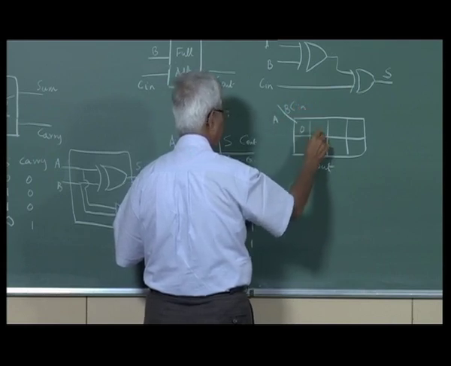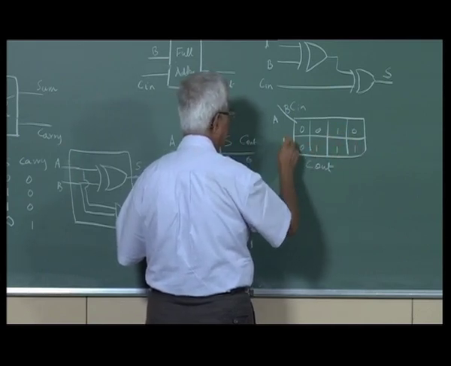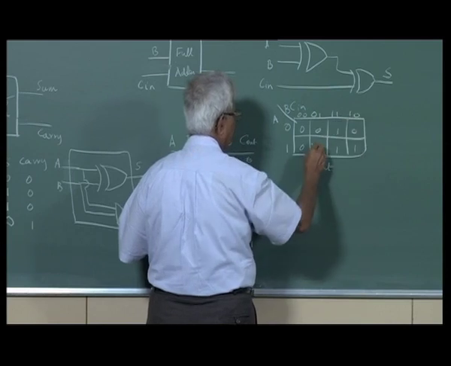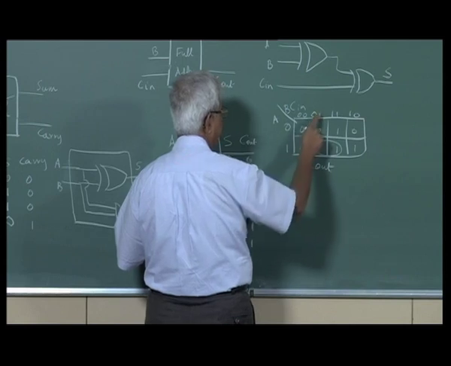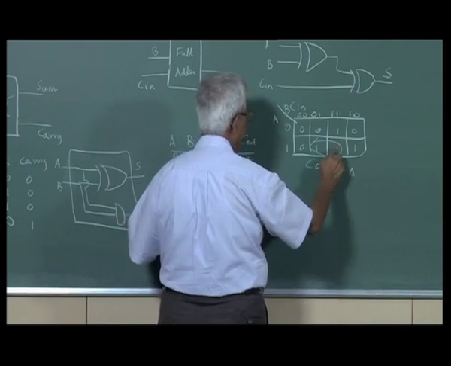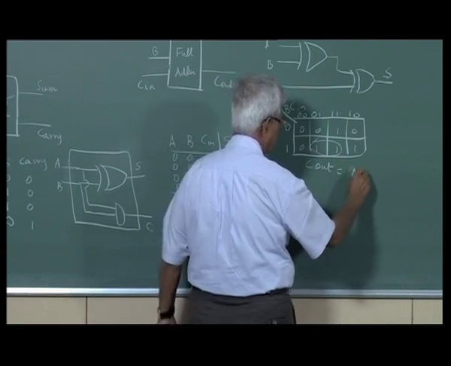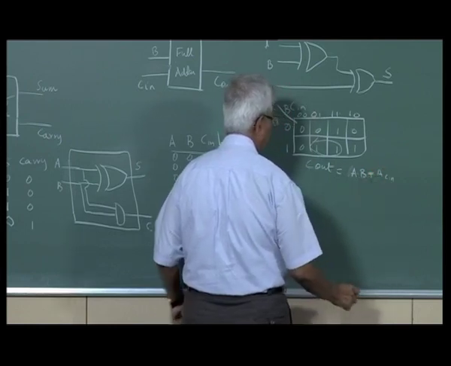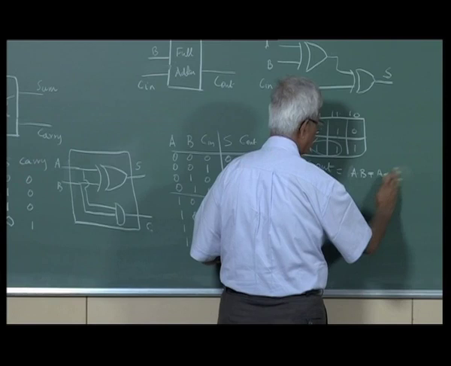This is 0, 0, 0, 1, 0, 1, 1, 1. This is A, C in, this is A, B, A, B, A, C in, and B, C.